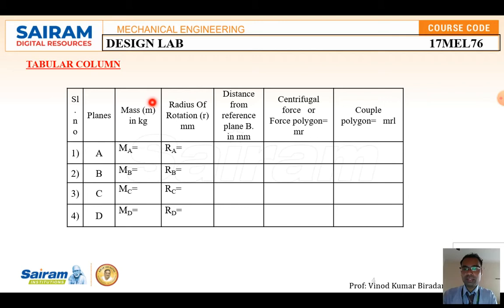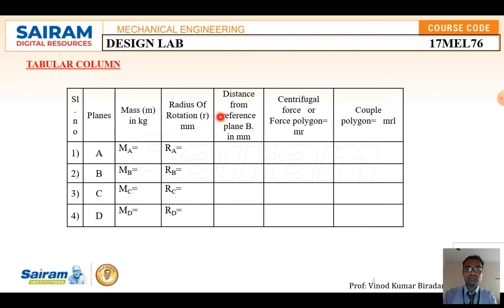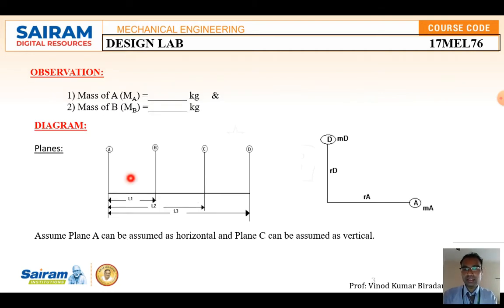So the mass of A you note down: mass of A, mass of B, mass of C, mass of D, and the radius of rotation. Radius of rotation means from this position to this position, you note down here. Then the distance from a reference plane B. Here you have to measure the length and note it down. From this to this is initially 0. Then from this point to this point, and so on.